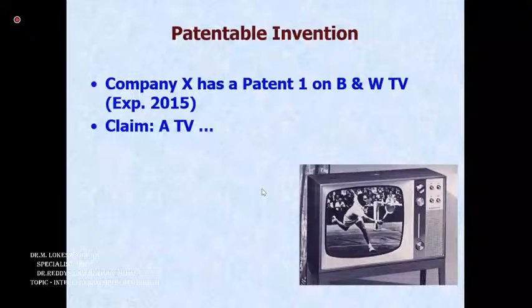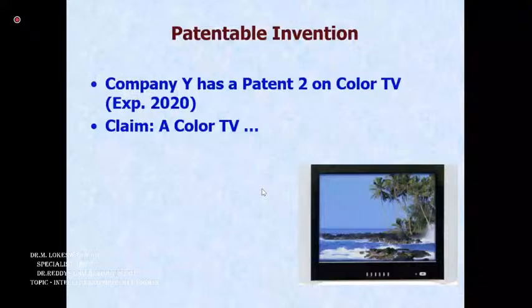So coming to the next patent, some company Y has a patent on a color TV. Compared to black and white TV, it met the three criteria. Novelty was there because color was not known. Inventive step was there because now we can see many things compared to black and white TV, colors and everything. So it was inventive. And the third one, utility, is there. The public is enjoying it, it is useful to the public. So the second company can get the patent.